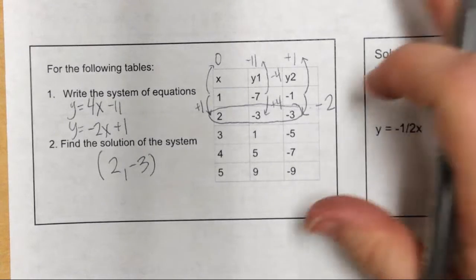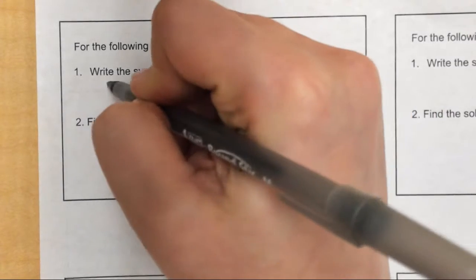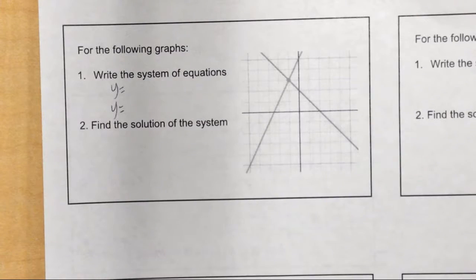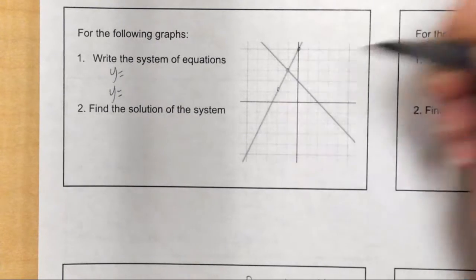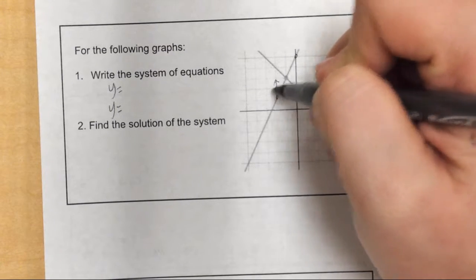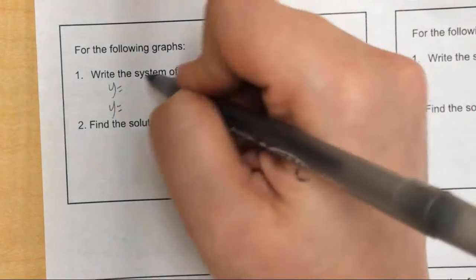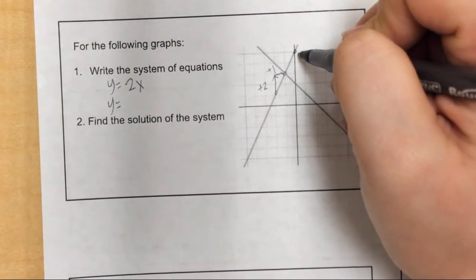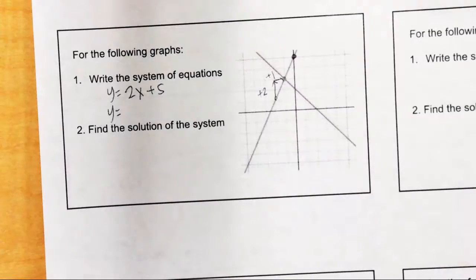So there we go. That's for a table. Now quickly, let's do an example from a graph. We can do the same thing for a graph, where we write the y equals mx plus b for both equations, and then from that, find the solution. I'm going to do this first line, the line that's increasing. I want to find the slope. Slope is rise over run, so I go up 2 over 1, so my slope here is 2 over 1, or just 2. And then my y-intercept here is 5, so I add 5.